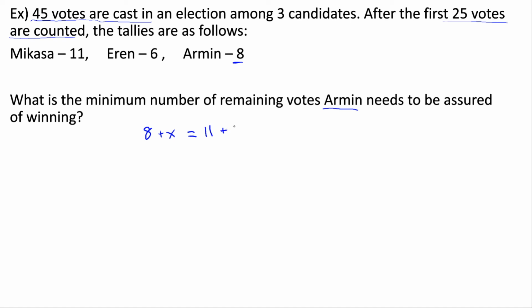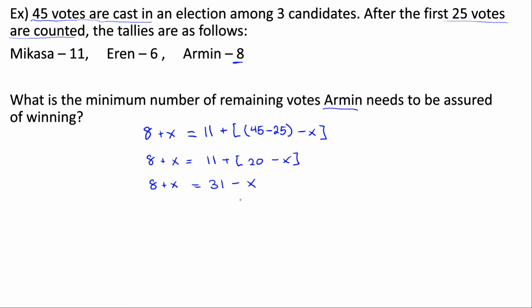Then we're going to add to this the number of votes not counted yet. So we had 45 votes, 25 votes were counted, and then that minus x. So this is what we're going to end up solving. So here now we have 8 plus x is equal to 11 plus, see, that's 20 minus x. Now we just need to solve this algebraically. So we have 8 plus x is equal to, we have 31 minus x.